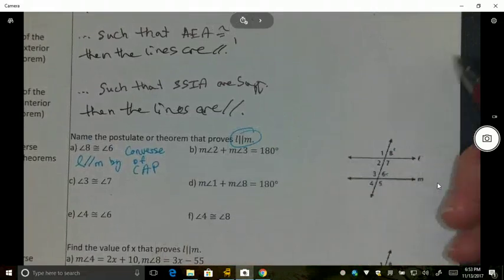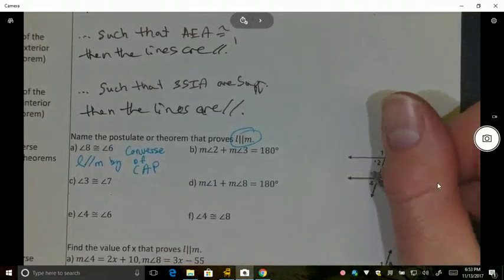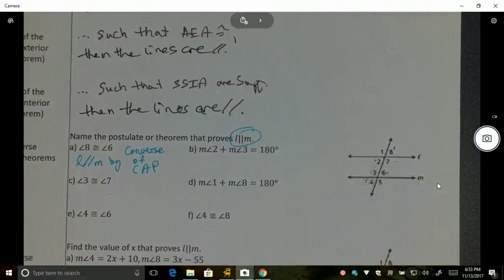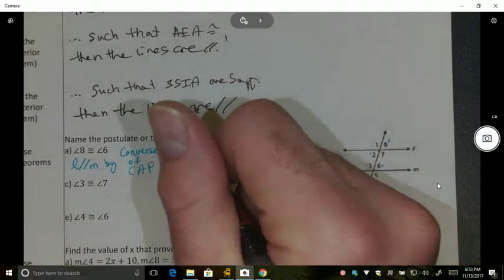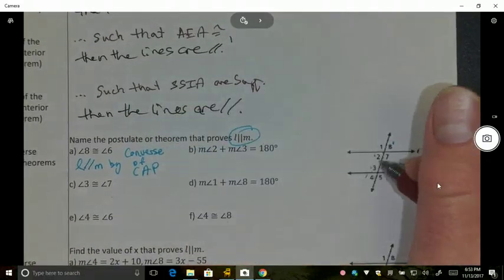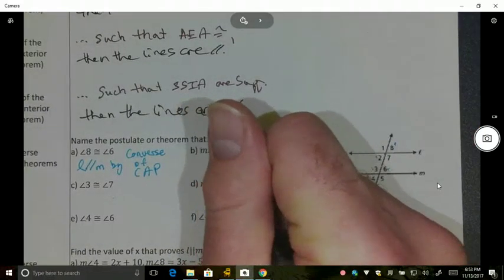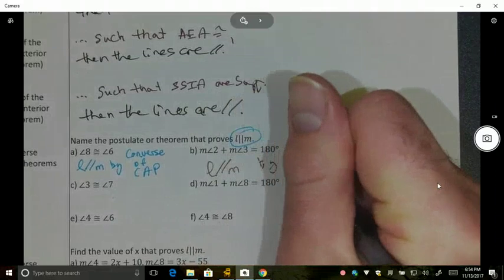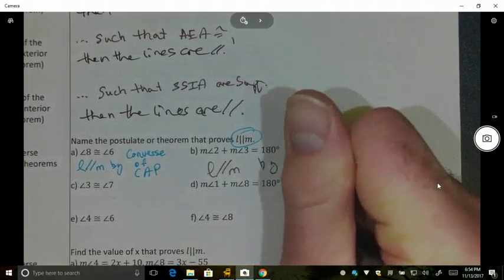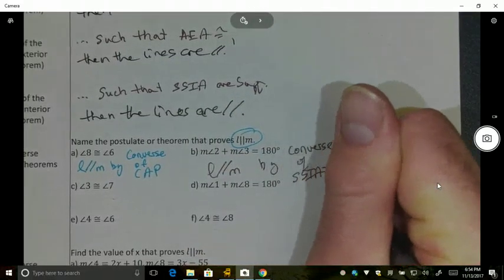Next one says 2 and 3 add to 180. Those are actually same side interior angles. So that means that if those are adding to 180, they're supplementary like we expect them to be, then L is parallel to M by converse of same side interior angles theorem.